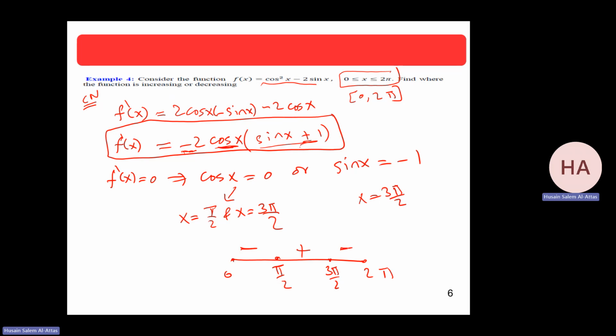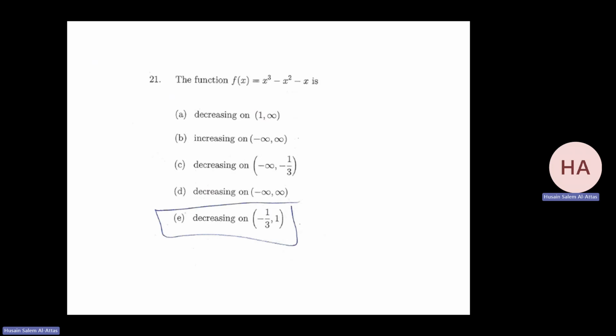So this is negative. So increasing from pi over 2 to 3 pi over 2, decreasing from 0 to pi over 2 and from 3 pi over 2 to 2 pi. Okay, now let me do all the exam questions. Yeah, we need to do that.